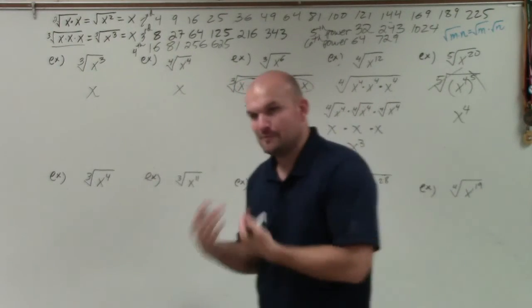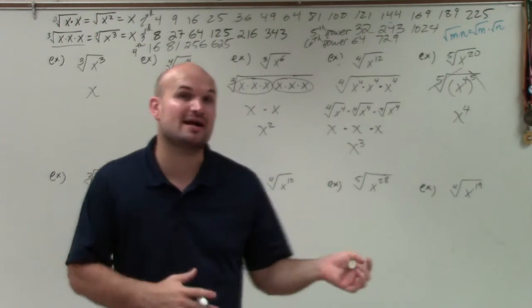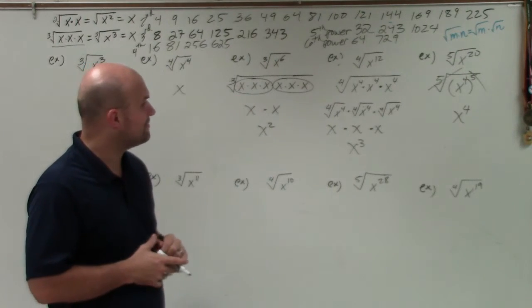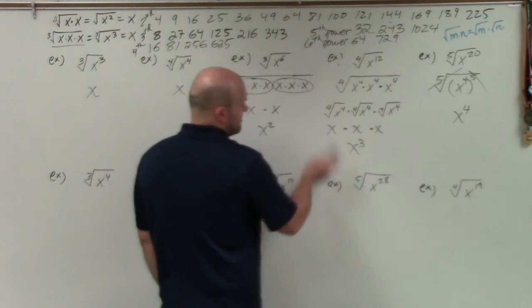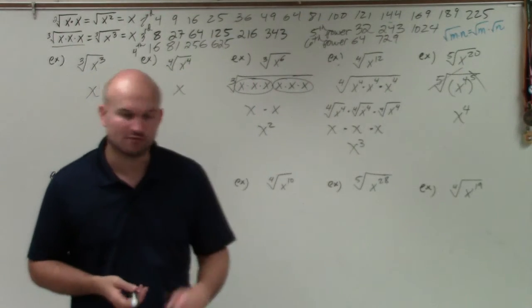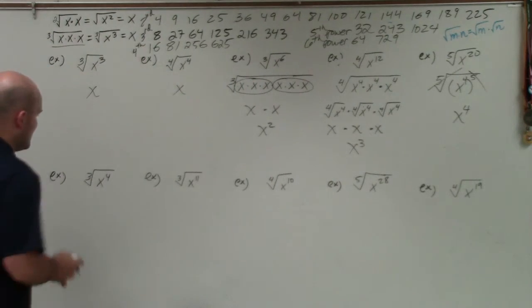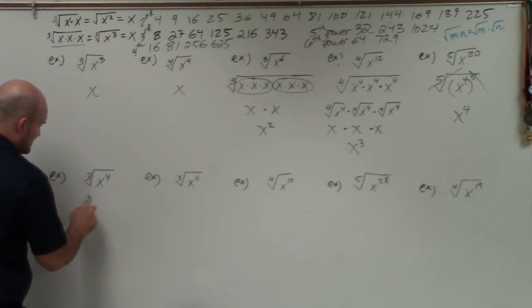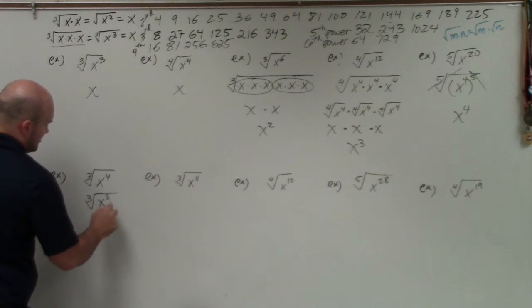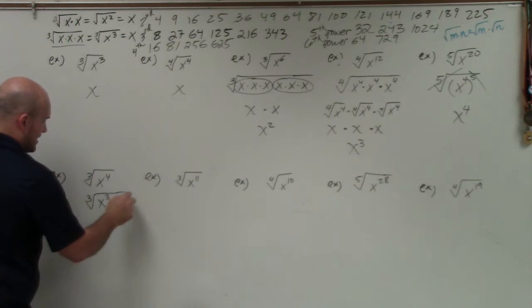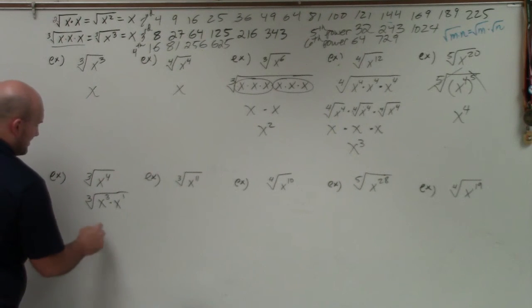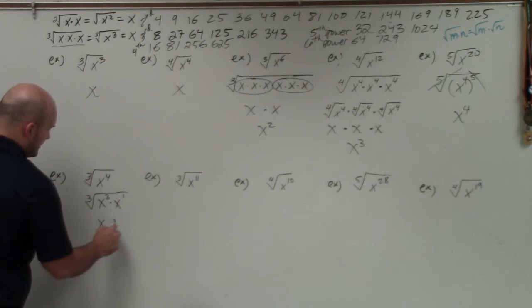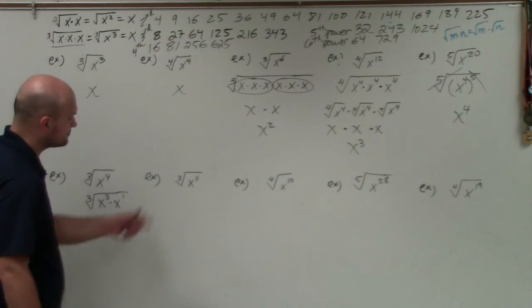So I'm going to primarily be using the product rule and the power rule, just because I don't want to write x multiplied by itself 28 times or 19 times or so forth. So over here, I'm going to use the product rule. I can rewrite this as the cube root of x cubed times x to the first power, right? Because you add the powers, and they give you x to the fourth. Well, the cube root of x cubed is just x. And then I have the cube root of x.